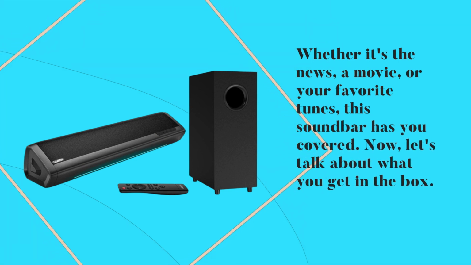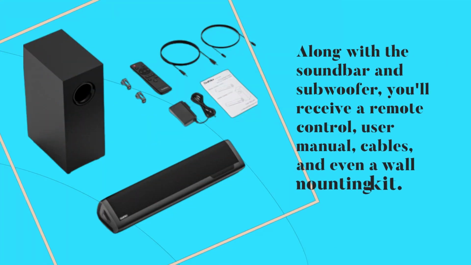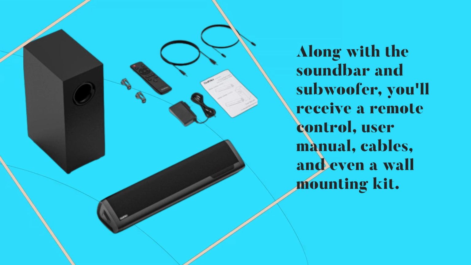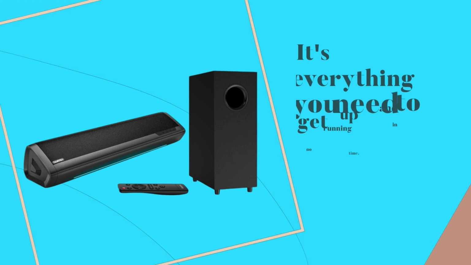Now, let's talk about what you get in the box. Along with the soundbar and subwoofer, you'll receive a remote control, user manual, cables, and even a wall mounting kit. It's everything you need to get up and running in no time.